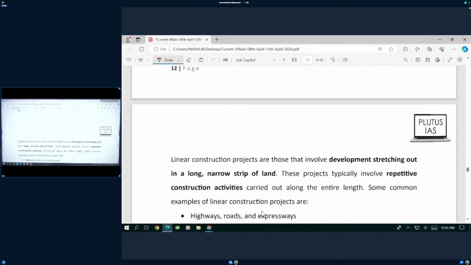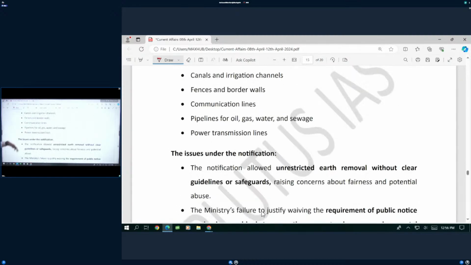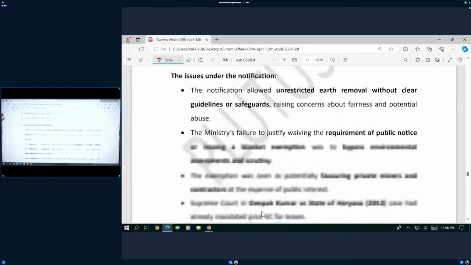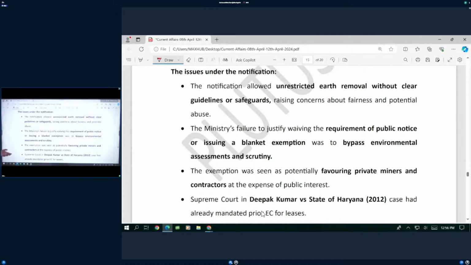अब जल्दी से देख लेते हैं. लीनियर प्रोजेक्ट आपको पता ही है. These are linear projects: आपका हाईवे, रेलवे, एयरपोर्ट, कनाल, फेंसेस वगैरह. These are your linear projects. What was the issue? As I told you, there was unrestricted earth removal. जितना चाहे remove करो. That was a bigger problem without any guideline or safeguard.